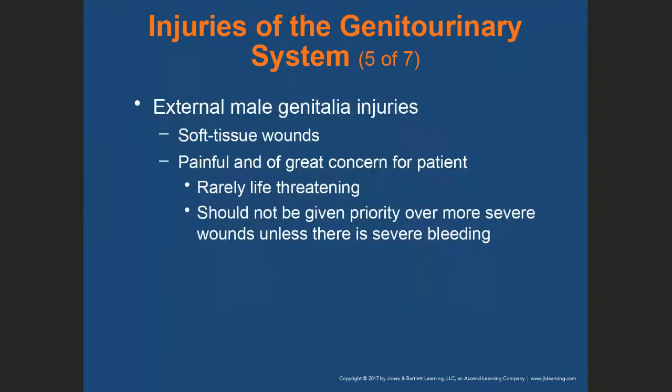For external male genitalia injuries, it is a soft tissue wound or injury. It is painful and of great concern for the patient. It is rarely life-threatening. It should not be given priority over more severe wounds unless there is severe bleeding.